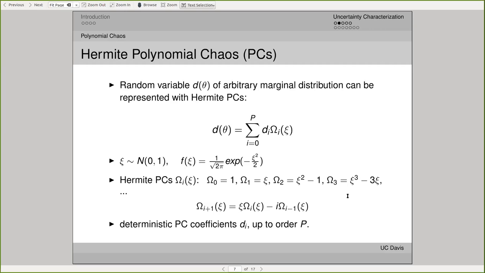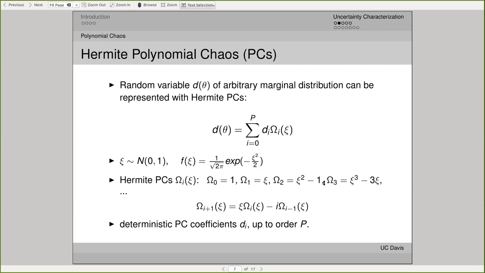So, this is the formula for the Hermite polynomial chaos expansion. Essentially, any given random variable of an arbitrary marginal distribution can be represented as a linear combination of deterministic Hermite polynomial chaos coefficients and a bunch of Hermite polynomial chaos bases. And this Hermite polynomial chaos basis is constructed from an underlying standard Gaussian random variable, which is the zero mean, unit variance Gaussian random variable. And this Hermite polynomial chaos is essentially a random function constructed from this standard Gaussian random variable.